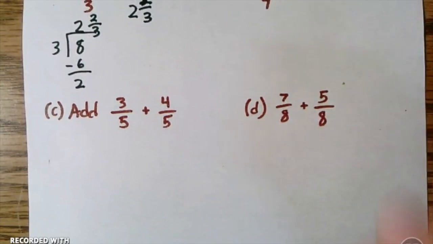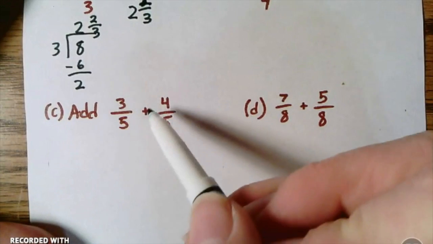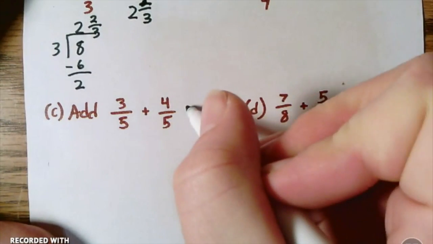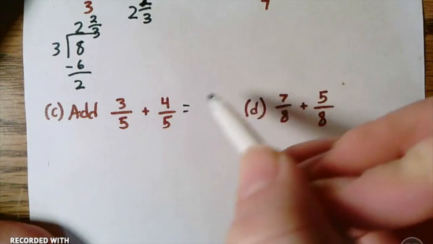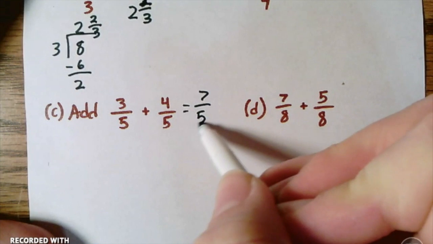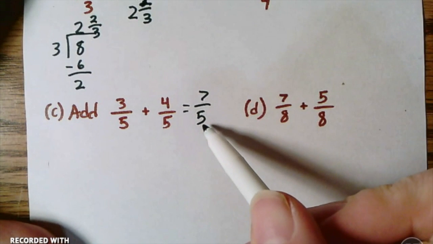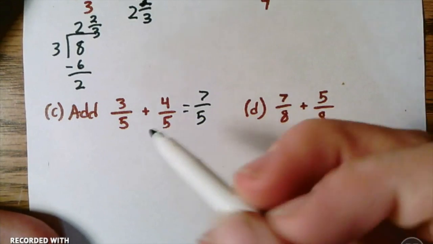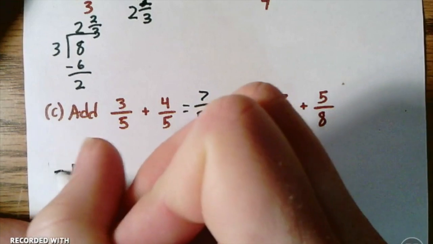Now here's a spot where we might need to apply what we just learned. So let's say that we're adding 3/5 and 4/5. I'm going to start by adding right across the numerators. So 3 plus 4, since they have the same denominator, is 7/5. And now I notice my numerator is bigger than my denominator. It's an improper fraction. I need to make it a mixed number. So I'm going to divide 7 by 5.